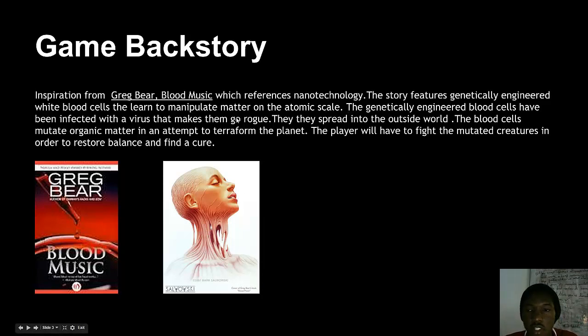So the genetically engineered blood cells have been infected with a virus that makes them go rogue, and they spread into the outside world. So everyone on the planet starts mutating, so it's up to the character to kind of find a cure and maintain balance.